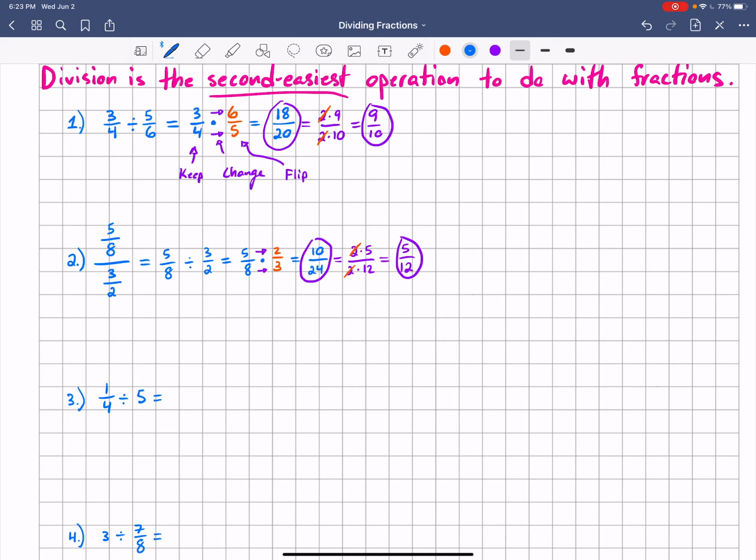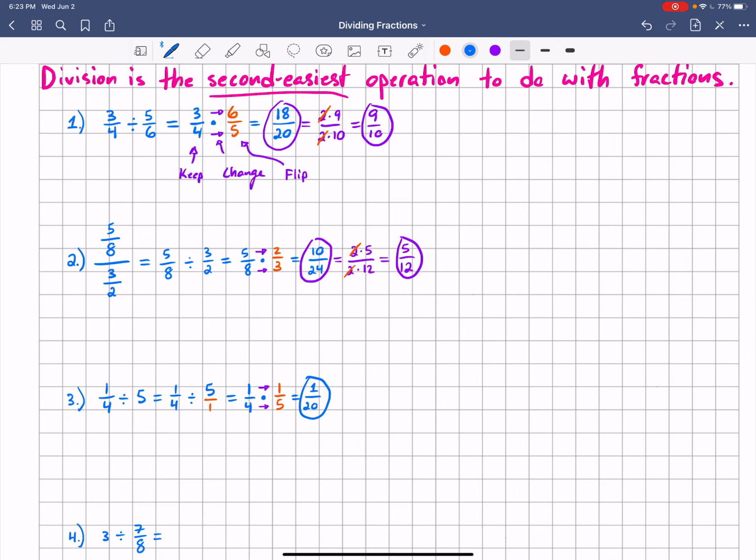So I'm going to rewrite this. I'm going to rewrite 1/4 divided by, but now I'm going to divide 5 by 1, turn it into a fraction. Now that we have 2 fractions, we're going to proceed exactly as we did before. So keep the first fraction the same, change division to multiplication, and then let's flip the second fraction. Now we can multiply straight across on top and on bottom, and we get 1 times 1 is 1, 4 times 5 is 20. And this is the simplest form of this fraction.